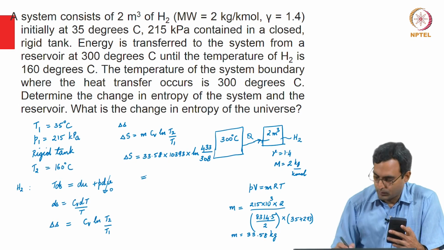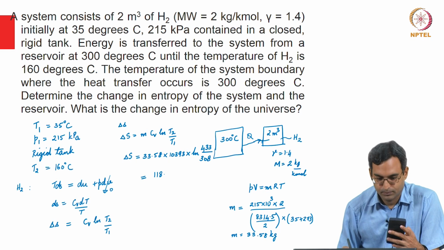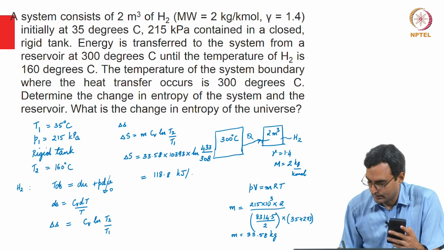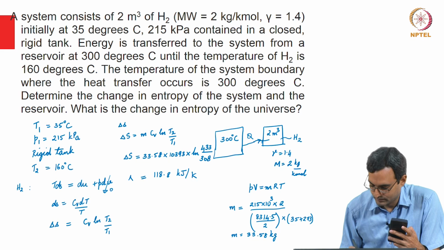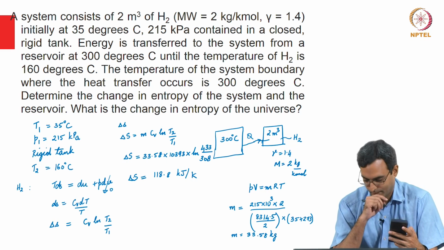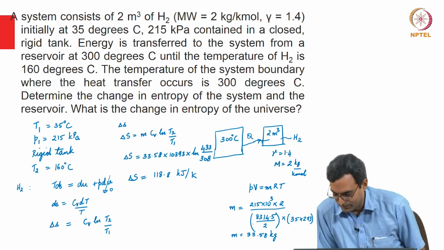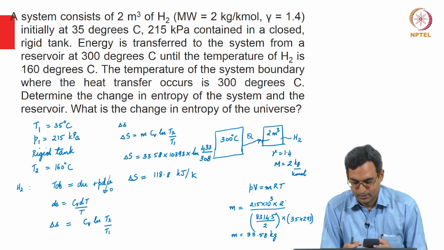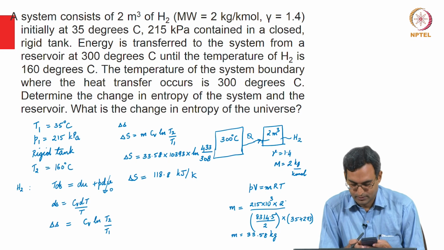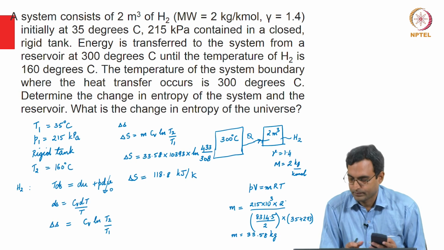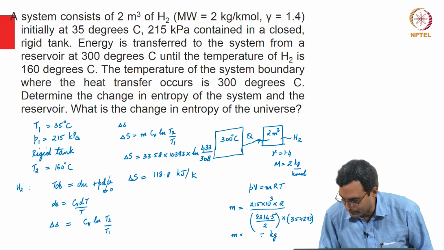This gives me a value of 118.8 kilojoule per Kelvin. So the mass is 0.38. Apparently I have made a mistake in the calculation of mass here. Let me just confirm that. Okay, I think I put the decimal at the wrong place.